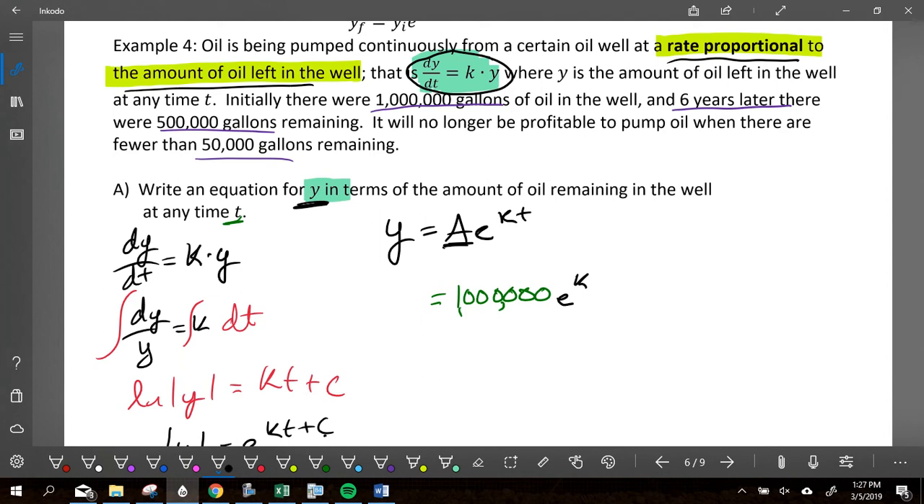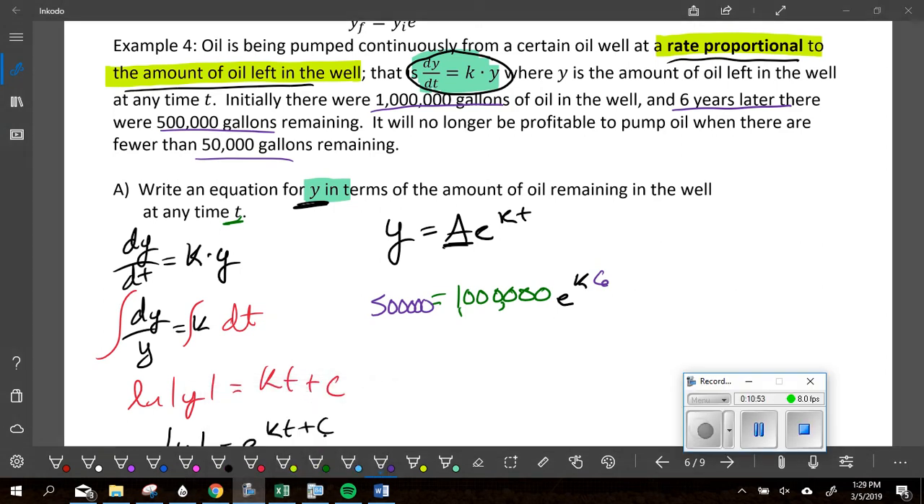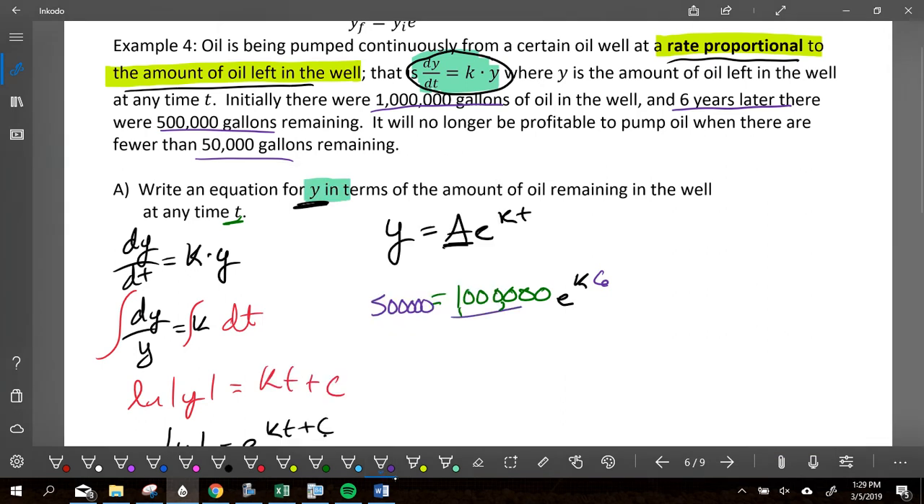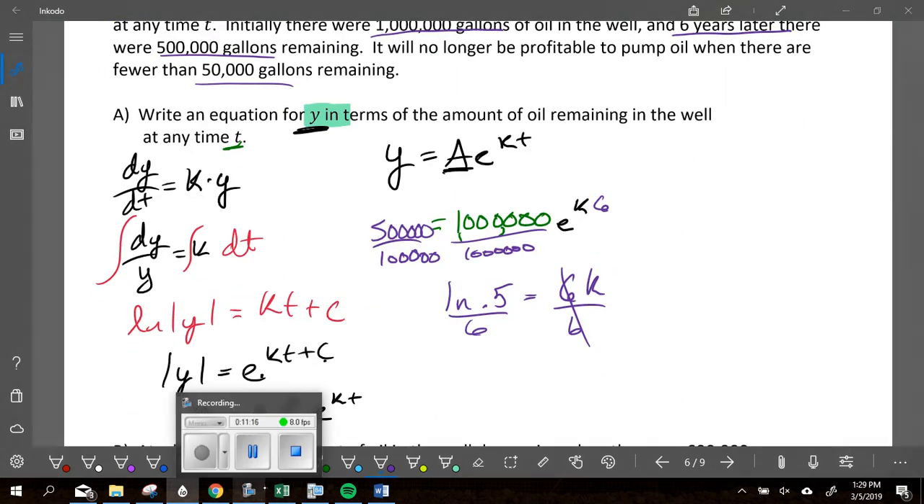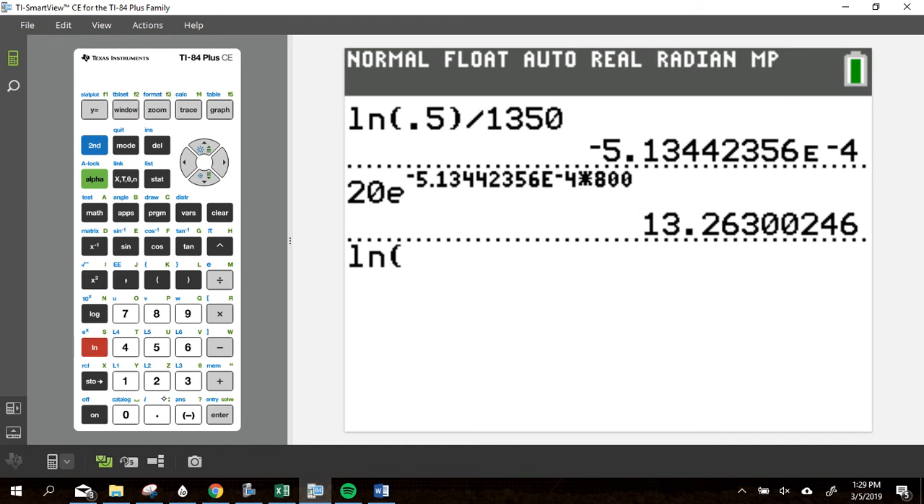6 years, 500,000 gallons. So I'm going to plug in 6 and 500,000. Solve for k. Do that now on your calculators, please. To solve, I'm dividing by 1 million, which guess what gets me 0.5. To get rid of e, I'm taking the natural log of that 0.5. And then to solve it, I'm going to divide by 6. And so in my calculator, I am taking the natural log of 0.5, and I'm going to divide it by 6. When I do that, I get this decimal.